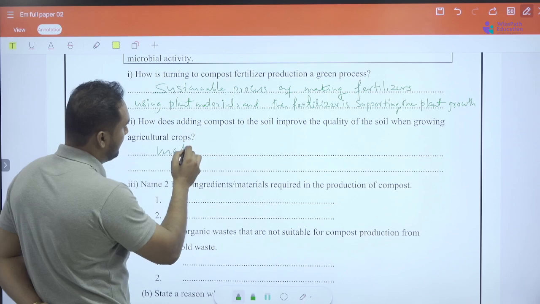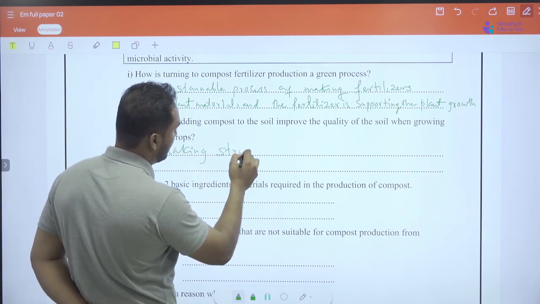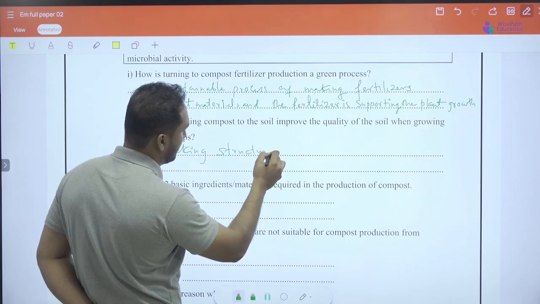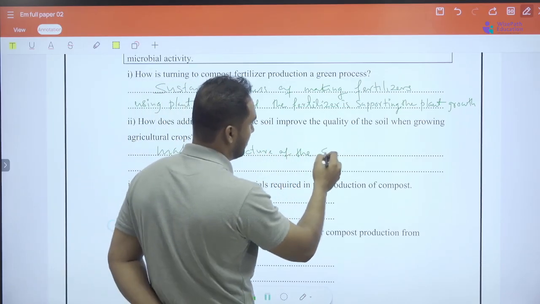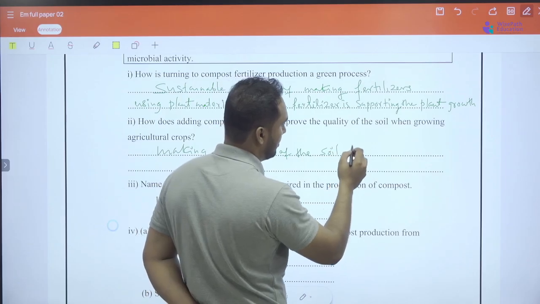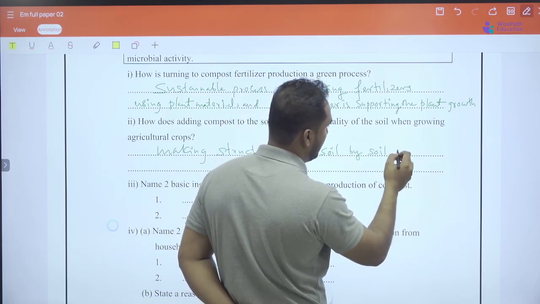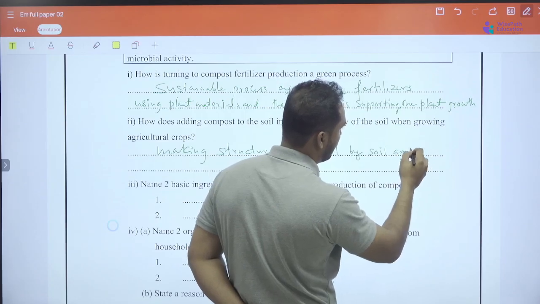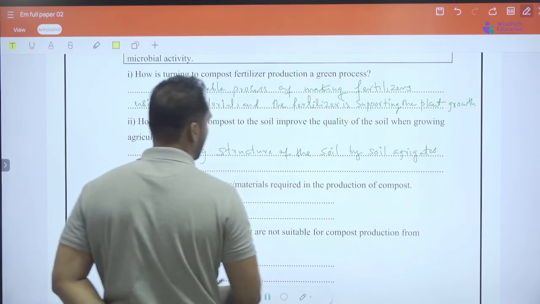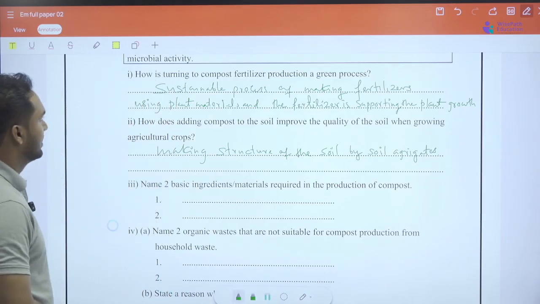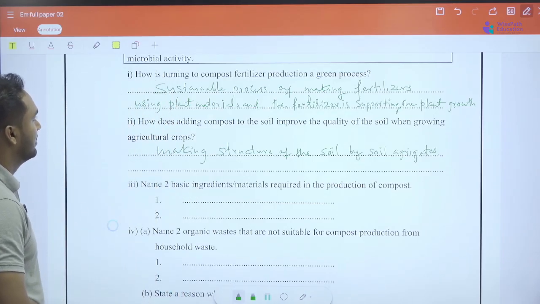The main thing is making the structure of the soil by soil aggregates. There is one thing. What is adding compost? They are asking only for one, right?